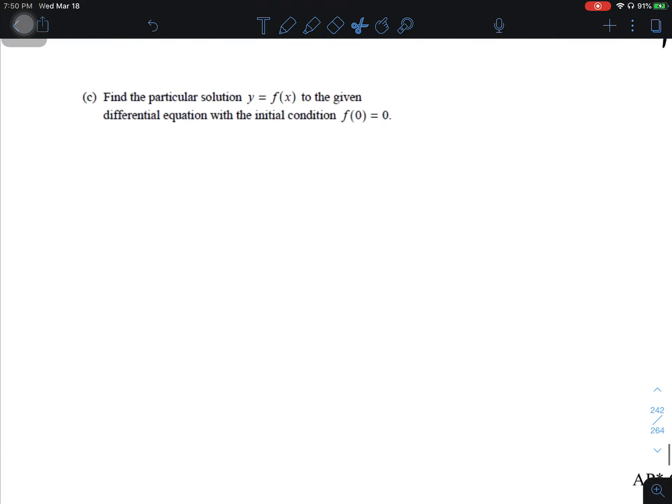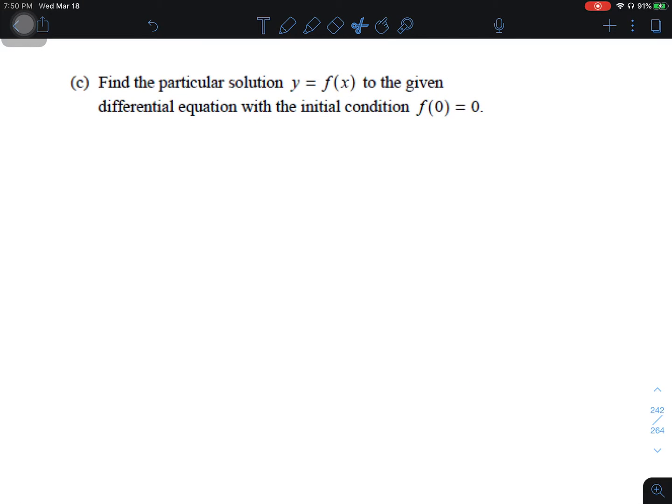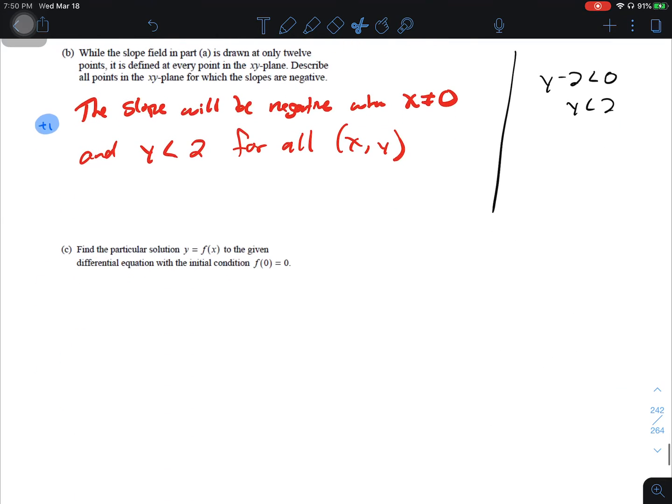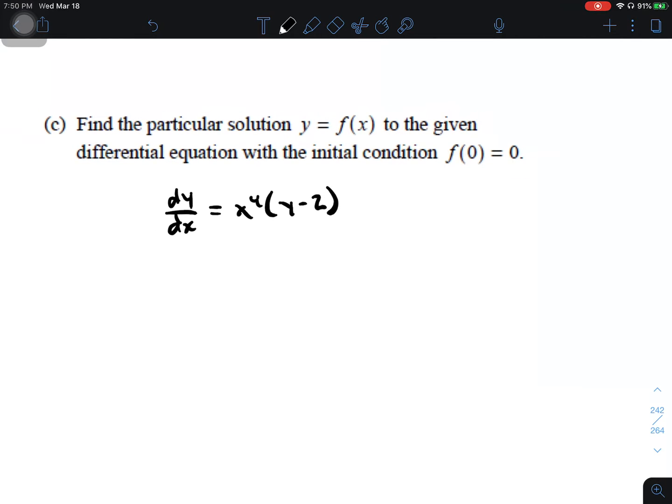Part C: find a particular solution for f of x to the given differential equation with the initial condition (0, 0). The differential equation we were given was dy over dx equals x to the 4th times the difference of y and 2. We're going to separate our variables. I'm going to multiply both sides by dx, and divide both sides by y minus 2.